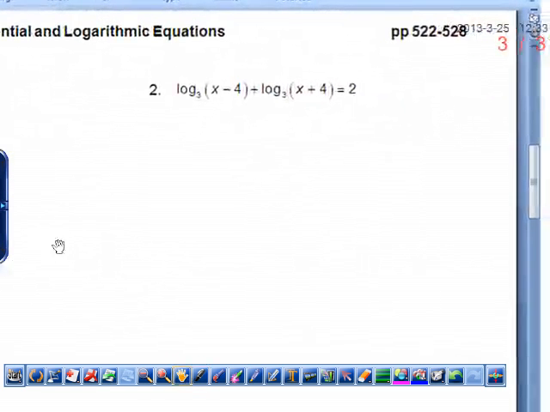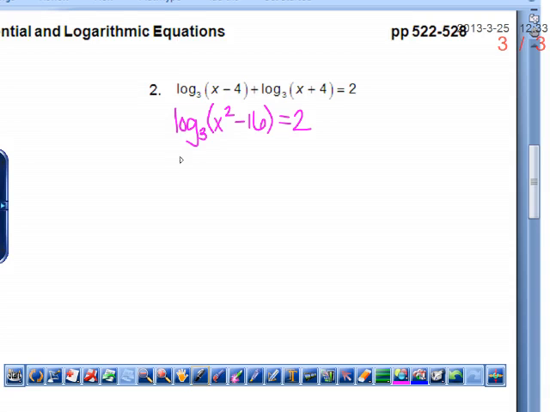Log base 3 of x minus 4 plus log base 3 of x plus 4 is equal to 2. What should we do first? Combine. Good. Combine the left-hand side. What is x minus 4 times x plus 4? Squared minus 16. Equals 2. Rewrite this as an exponential.